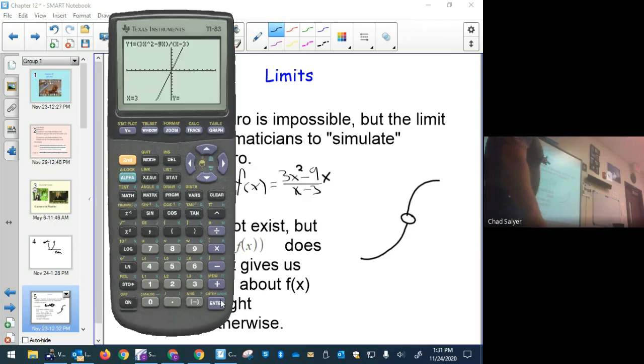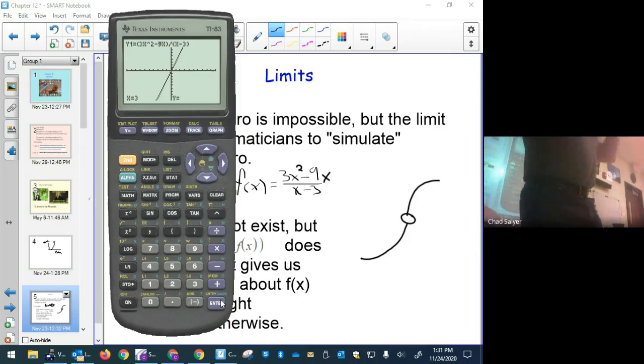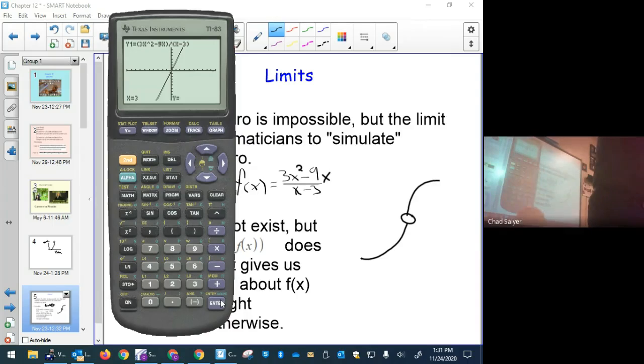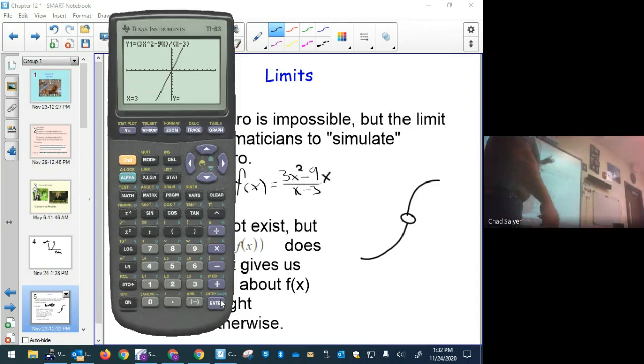You remember when I did this back in chapter 1, and I zoomed in and zoomed in and zoomed in until there was a little tiny spot missing? That's exactly what would happen here. If I zoomed in and zoomed in, there's a little tiny pixel missing. So the value 3 is undefined because it creates division by zero.